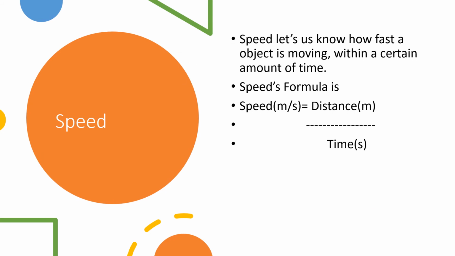Speed lets us know how fast an object is moving within a certain amount of time. In order to find out the speed, we use a formula. So it's going to be s = d/t, d being distance, t being time, and s being speed. Speed is measured in m/s, meaning meters over seconds.